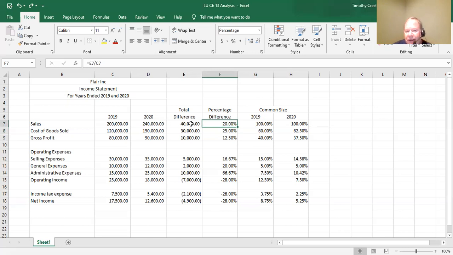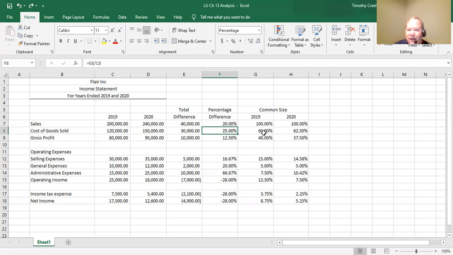Notice too, just looking at the bottom line, our sales were up by $40,000 or 20%, but yet our net income dropped by 28%. So if sales are going up, but net income's dropping, what is causing that? That would be the very first thing that I would notice looking at this. And then I would say, okay, cost of goods sold was up. So that's part of it.